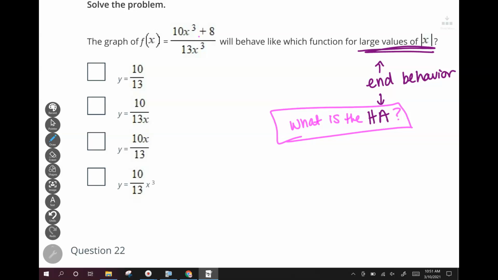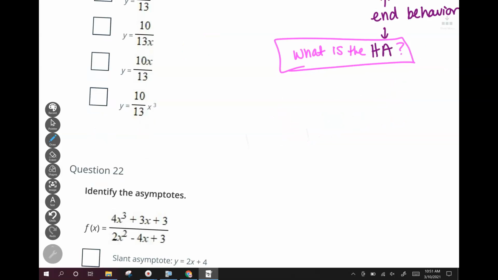Okay, so degrees are the same. 10 divided by 13. No x's, right? Because if I were to divide this out, my x's would cancel. You're just taking the coefficients. 10 divided by 13.